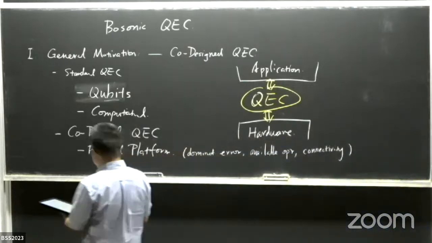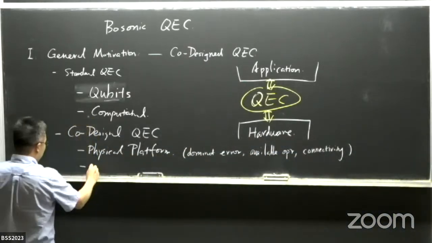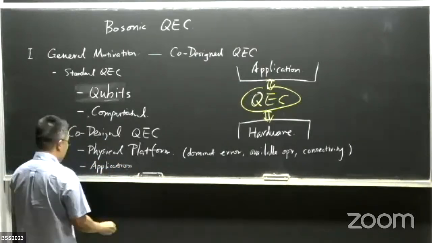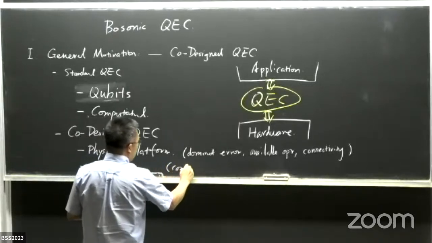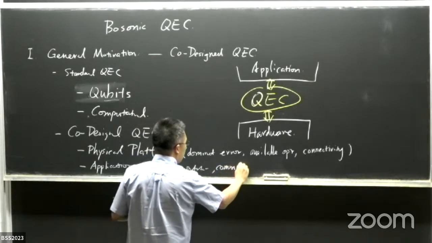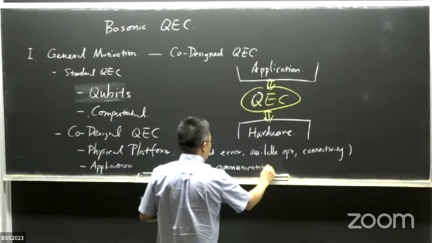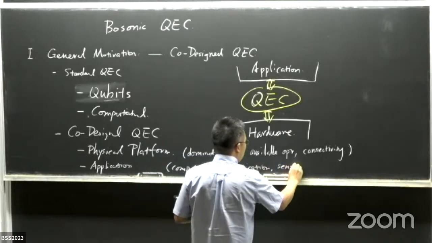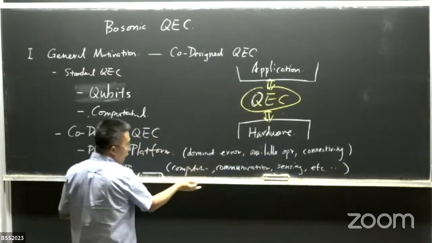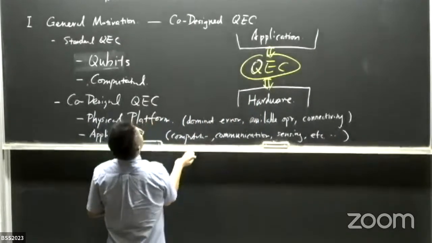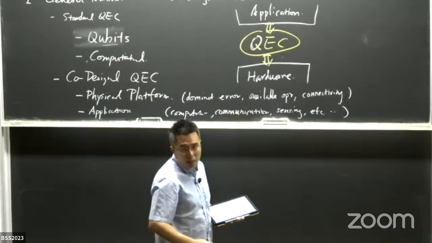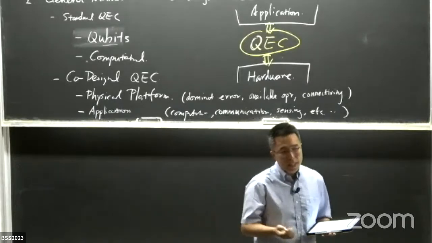Okay, and the other aspect corresponds to just the computation. One should also think about applications. Are you considering doing computation or communication? Or are you thinking about quantum sensing or other applications? For these different applications, you need to design error correcting codes that hopefully will be most efficient. For example, when you do communication, you want to design the code which can maximize the communication rate.